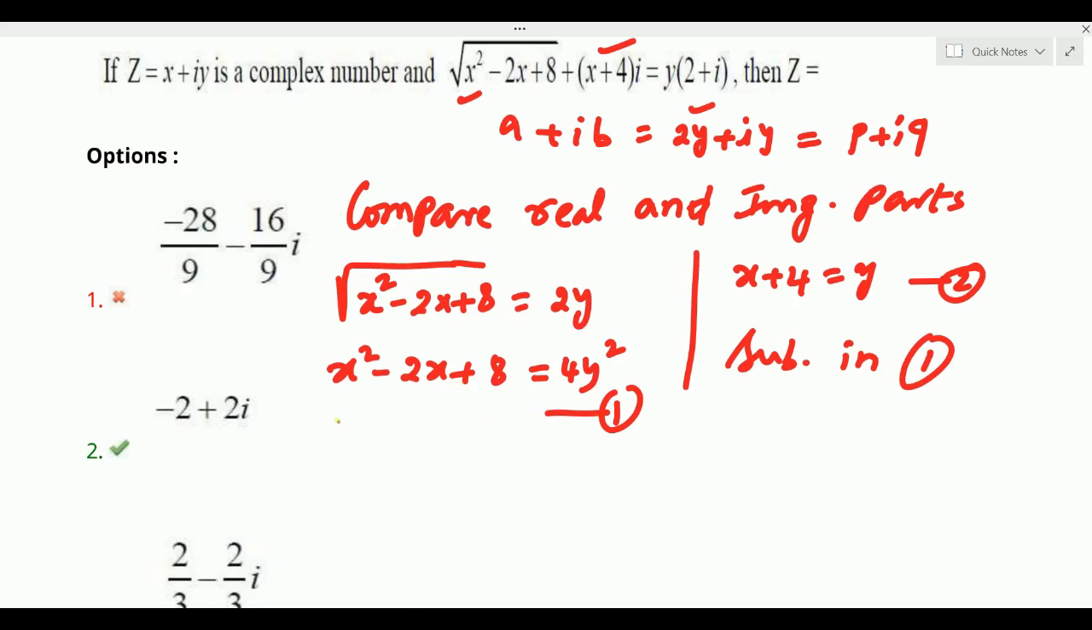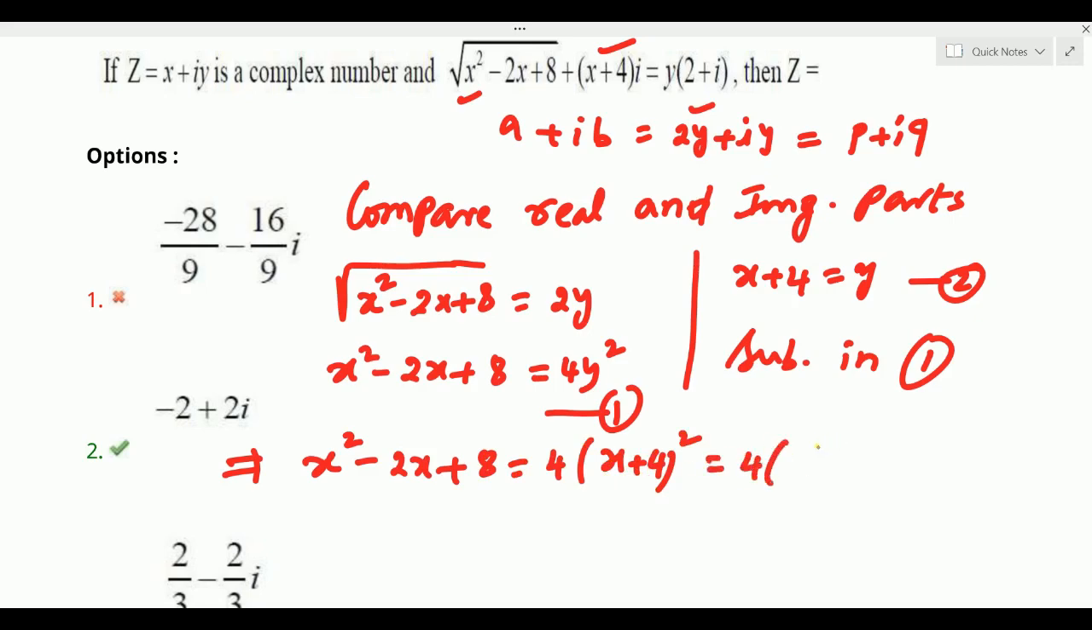Therefore this becomes x square as it is minus 2x plus 8. In the y place, what should we put? x plus 4. In the y place we can write x plus 4 with the square. Okay? So this is 4 times x plus 4 whole square, that is according to a plus b whole square, x square plus 2ab, that is 2 into 4 is 8x, plus 4 into 4 is 16. Okay?